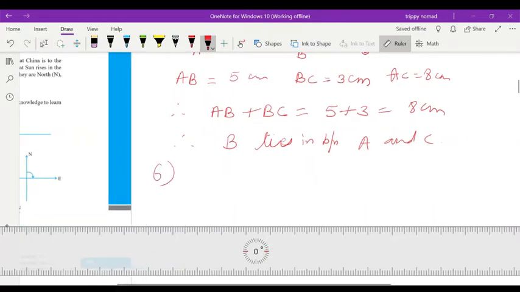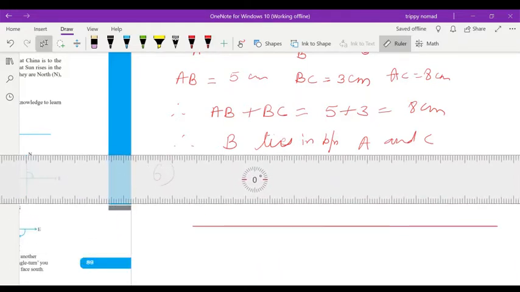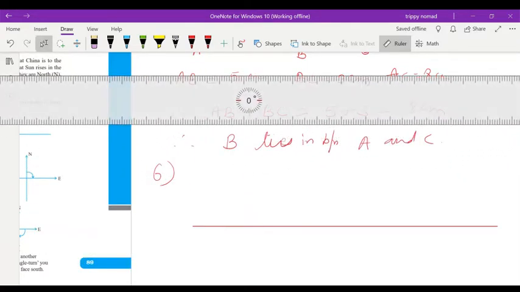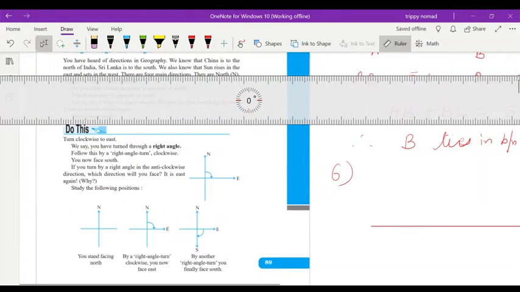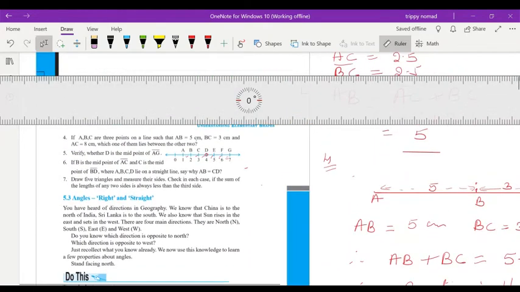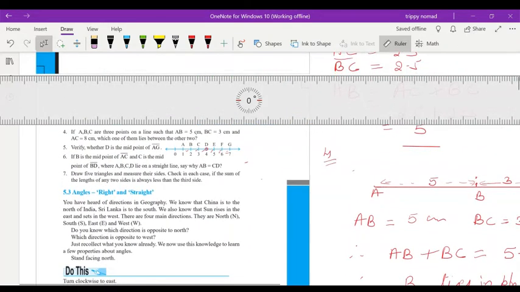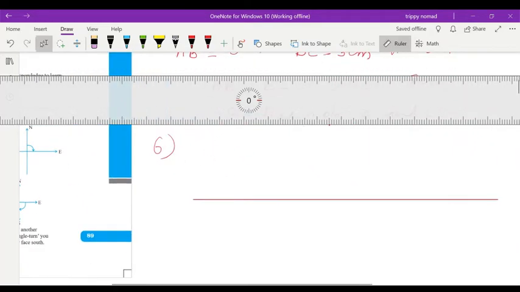I am going to draw one line for that question number. Okay, I have drawn one line here for this question. Understood? I have drawn this line. Now children, what they asked: B is the midpoint of AC and C is the midpoint of BD.